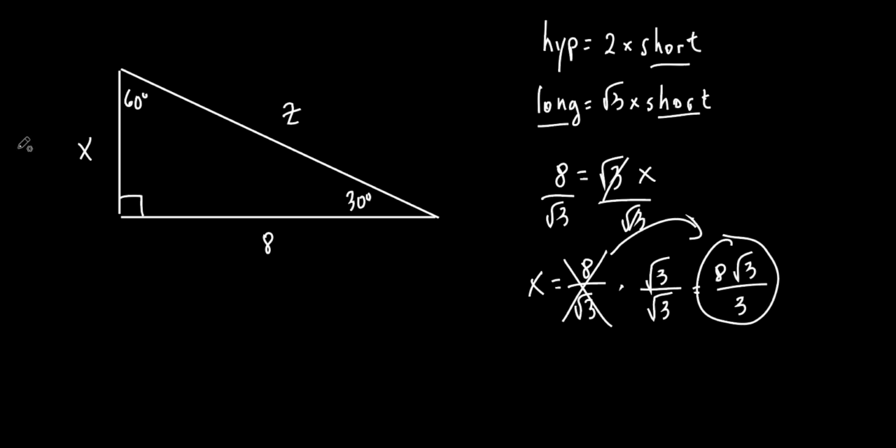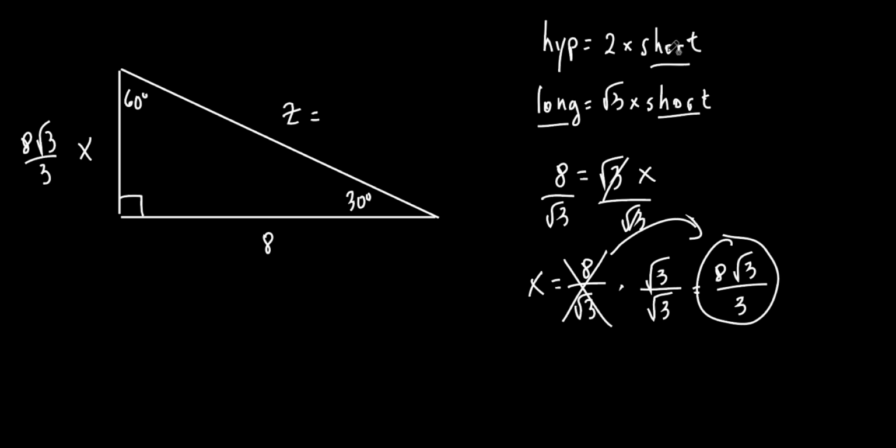So the short side is what? 8 square root of 3 over 3. That's the hardest one that you're going to do out of all of these. Now we got to find z. It's really not that much more difficult.